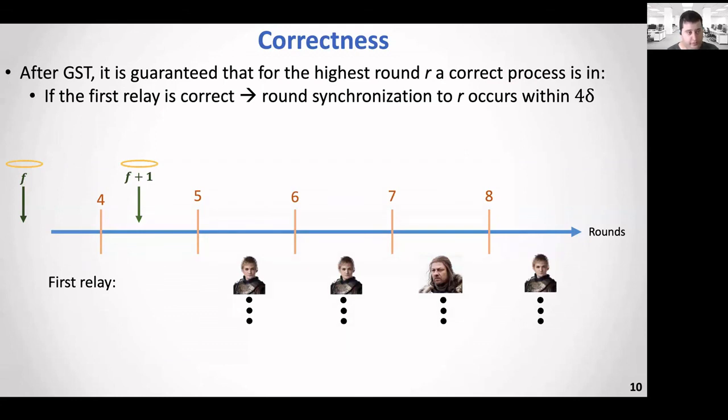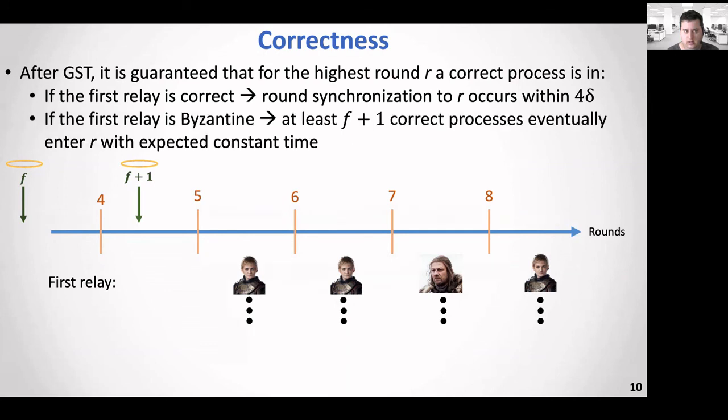So again, let's look at the first relay. We only see here the first relay for each round. So rounds 5 and 6 have a Byzantine relay, and round 7 has a correct first relay, and round 8 again has a Byzantine relay. If the first relay is correct, as I've mentioned, round synchronization will occur within 4 delta. If the first relay is Byzantine, then we guarantee that at least F+1 correct processes will eventually enter that round with expected constant time. So in this example, the F+1 processes in round 4 try to enter round 5. The first relay is Byzantine. Therefore, we only guarantee that at least F+1 correct processes will enter that round.